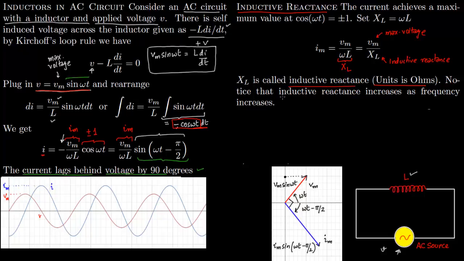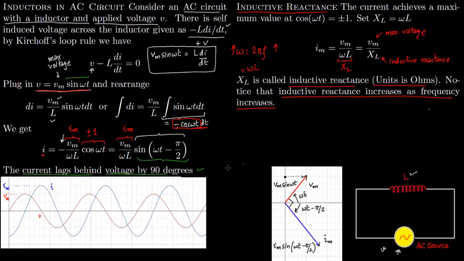Notice that inductive reactance increases as frequency increases. Omega is equal to 2 pi f, where f is the frequency. So as frequency increases, omega also increases. Now X L is equal to omega times L, so if omega increases, X L also increases. This is in line with Faraday's law. If you increase the inductance, then the back EMF will also increase, and this back EMF is precisely what causes the reactance.